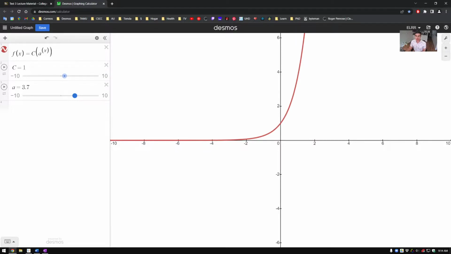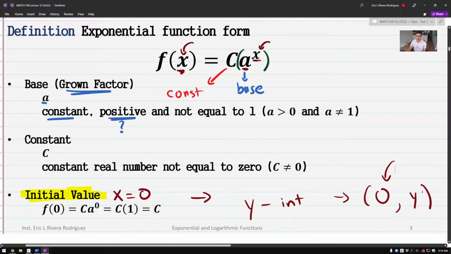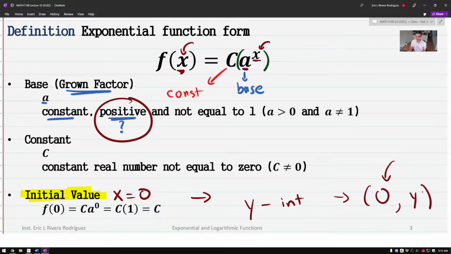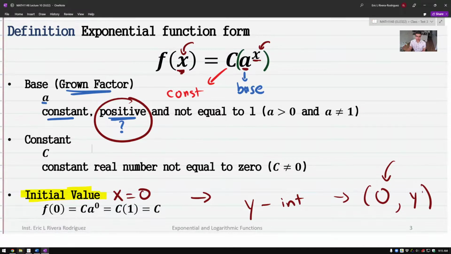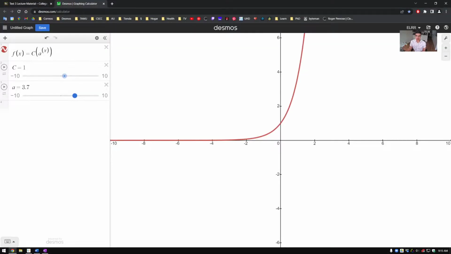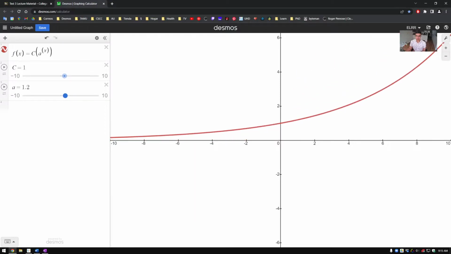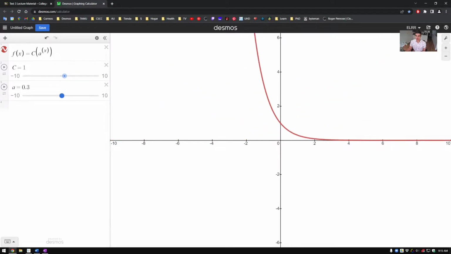Okay, so right now I want you to pay attention to the value of the base. Why does the value of the base need to be positive? Why can't we have a value that is negative for the base? Let's see what happens. Well, let's use Desmos to see what happens if we make A negative.